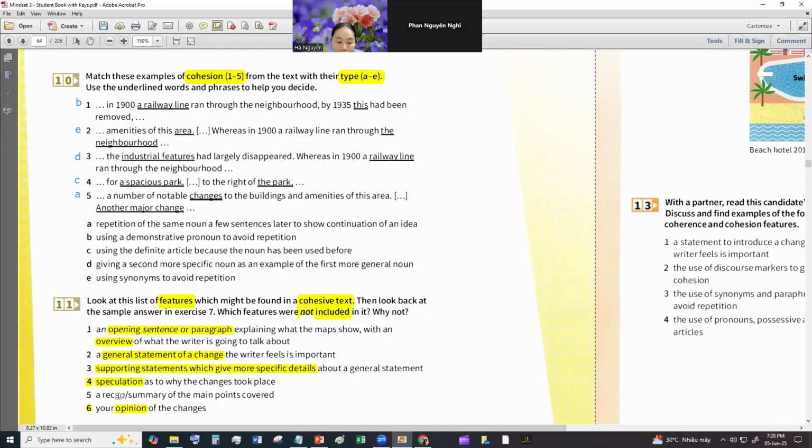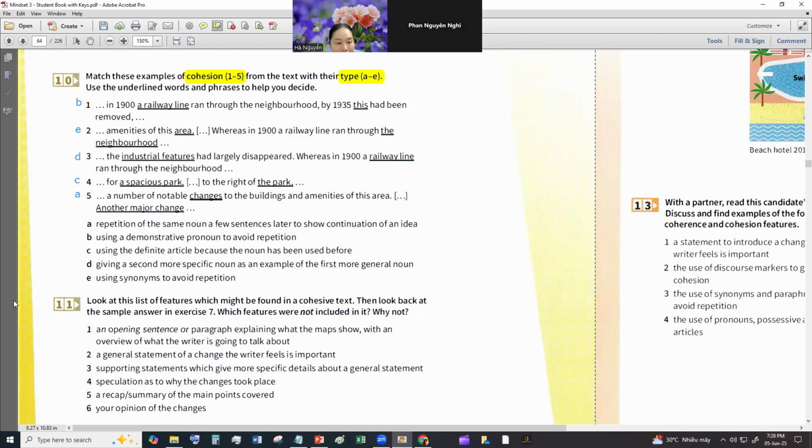If you want to add a conclusion, it's optional, a recap or summary. So those are essential information. And once again, speculation and opinion should not be included. Okay, so is this clear for you? Yes, it is. Thank you.